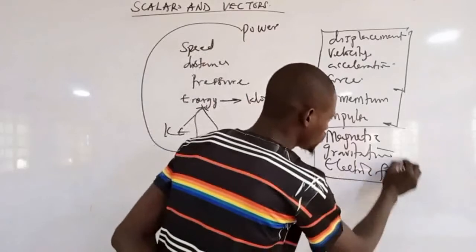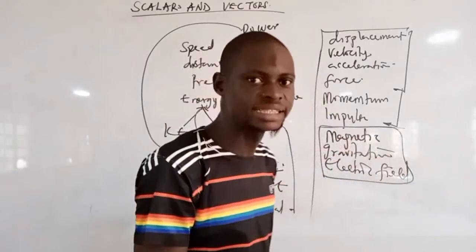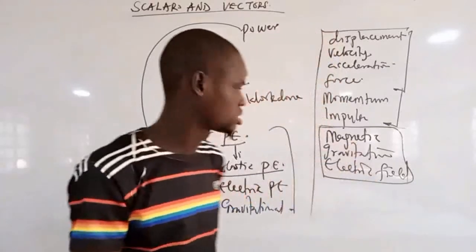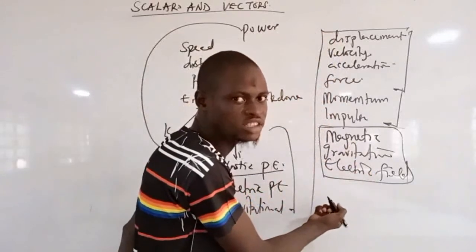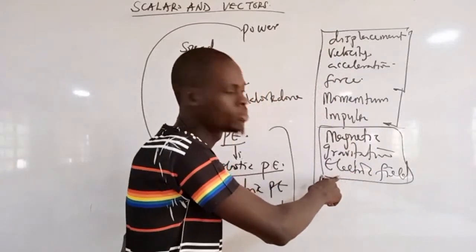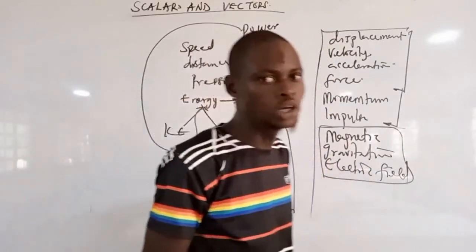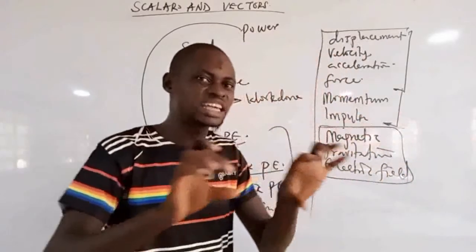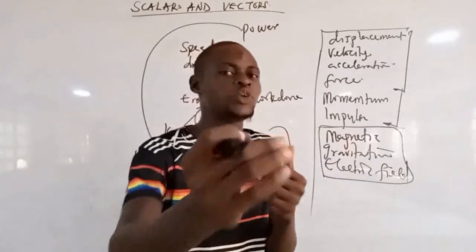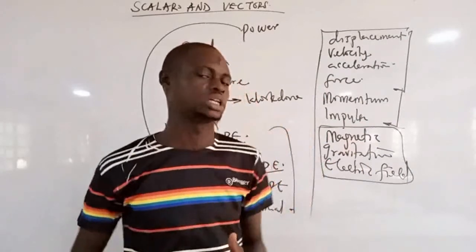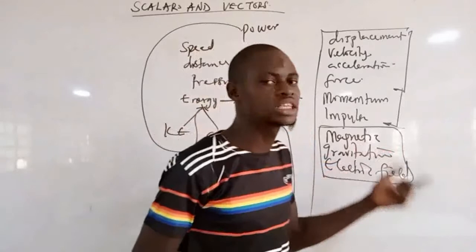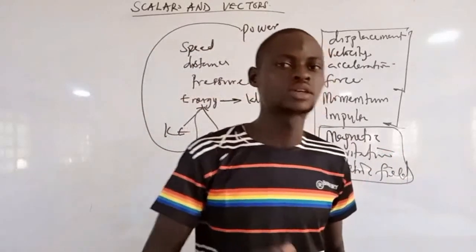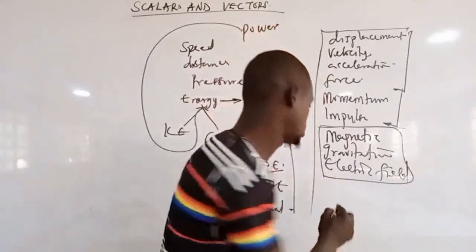Now, each of these fields creates lines of force. We can have electric lines of force, which is created by electric field. We can have gravitational lines of force. These fields create lines of force. That is what they use to exert force on each other. Now, we have gravitational lines of force, magnetic lines of force. Each of these lines of force, we call it flux.